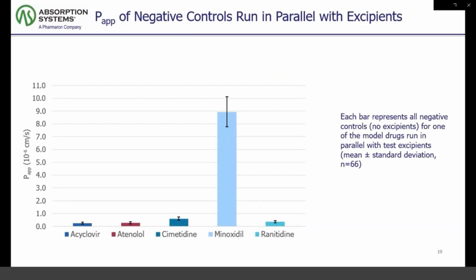This is a compilation of all of the negative control data for each model drug. So each bar represents 1 drug, presented as mean plus or minus standard deviation. As you can see, the permeation of each of the model drugs without excipients was very consistent across experiments. And this data includes experiments conducted over a total of about 6 months.